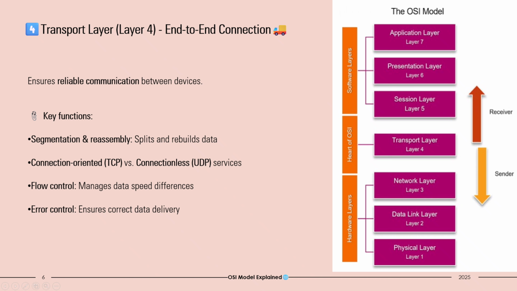Connection-oriented versus connectionless service. Providing either a connection-oriented service, like TCP, which establishes a connection before transmitting data and guarantees delivery, or a connectionless service, like UDP, which sends data without establishing a connection and does not guarantee delivery. Flow control, managing the flow of data between applications to prevent congestion. Error control, detecting and correcting errors that may occur during transmission.